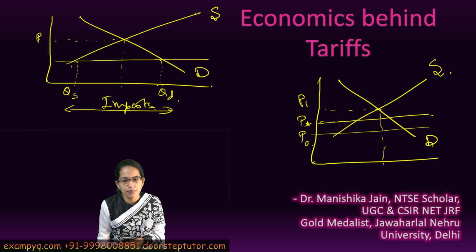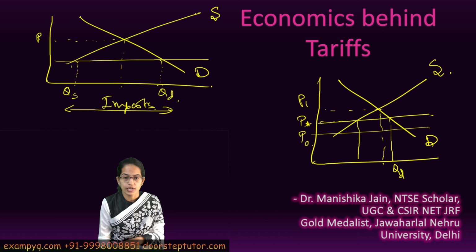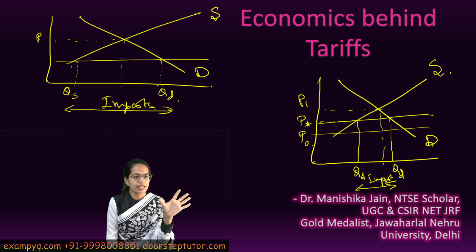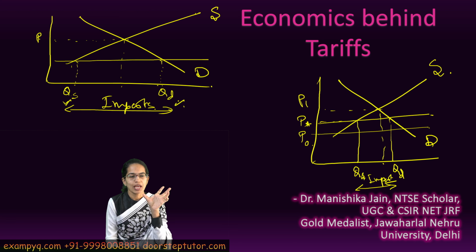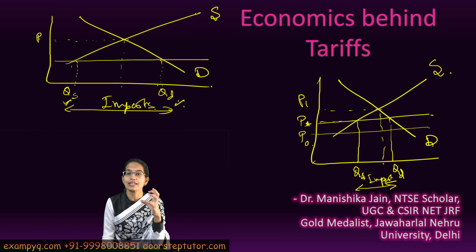Now with this new price, what is the quantity demanded? This is my quantity demanded as QD, but at the same time, my quantity supplied also increases here. So what actually happens is my import amount reduces. See the distance between the quantity supplied and demanded, the import amount that was there. But with the tariffs being imposed, my import automatically declines.